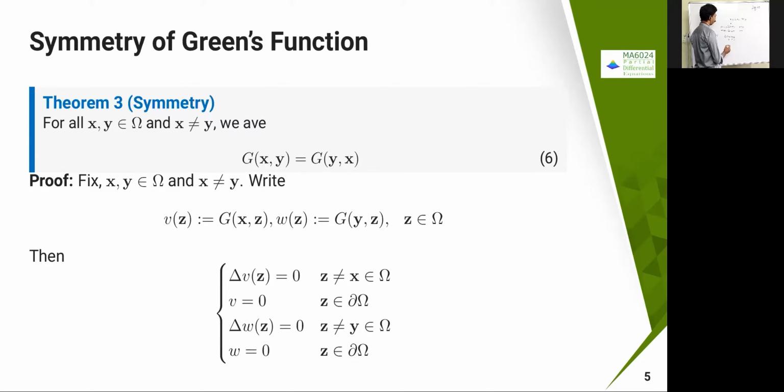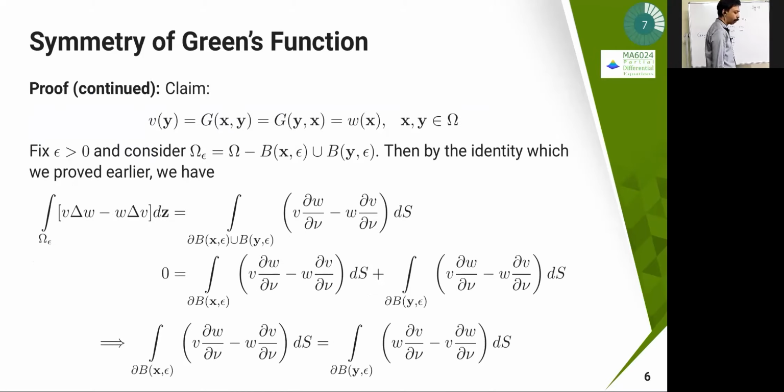Okay, this I am taking, and because this is from the Green's function one, what I have is del w equal to 0 and w equal to 0. These are all I'm going to take. Now what I have to prove, from these two, is that as z tends to y and z tends to x, V of y equals W of x.